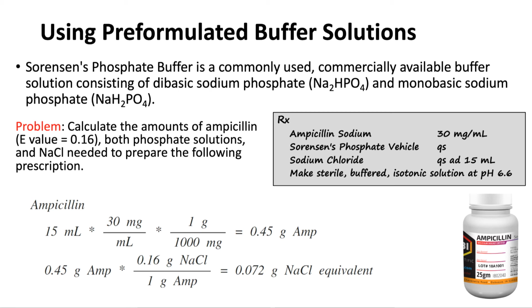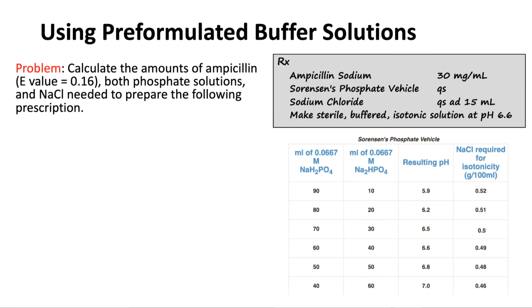So what that means is what we know. By using the amount of ampicillin we need to make 15 milliliters have 30 milligrams per mil, which was our 0.45 grams of ampicillin total, we know that ampicillin is osmotically equivalent to 0.072 grams of sodium chloride. Okay, so we're going to have to use that number again here in a little bit, but we're not quite ready to mess with it again, so just keep that number in mind.